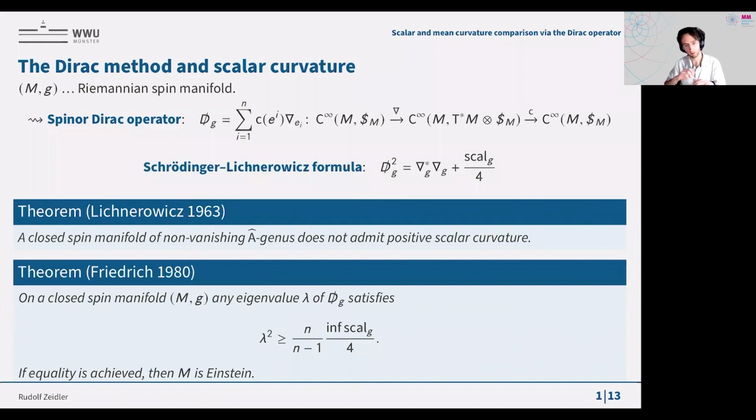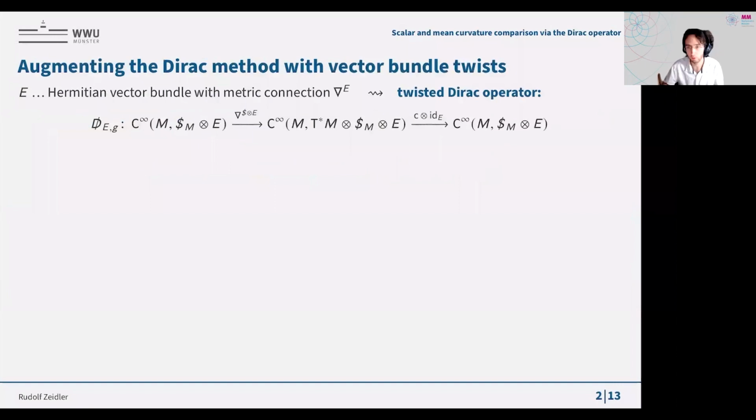But for now, let's move on a little bit beyond the very basic version of the Dirac method, where you just use the spinor Dirac operator as it is, and let's try to augment it a little bit so that you can prove more with it. What I will come to very soon, we have already discussed before, namely the problem with the Lichnerowicz result, in a sense, is that this A-hat assumption is very restrictive. So, for instance, you cannot deal with the torus in this way. And to deal with the torus in this way, you need to augment your method.